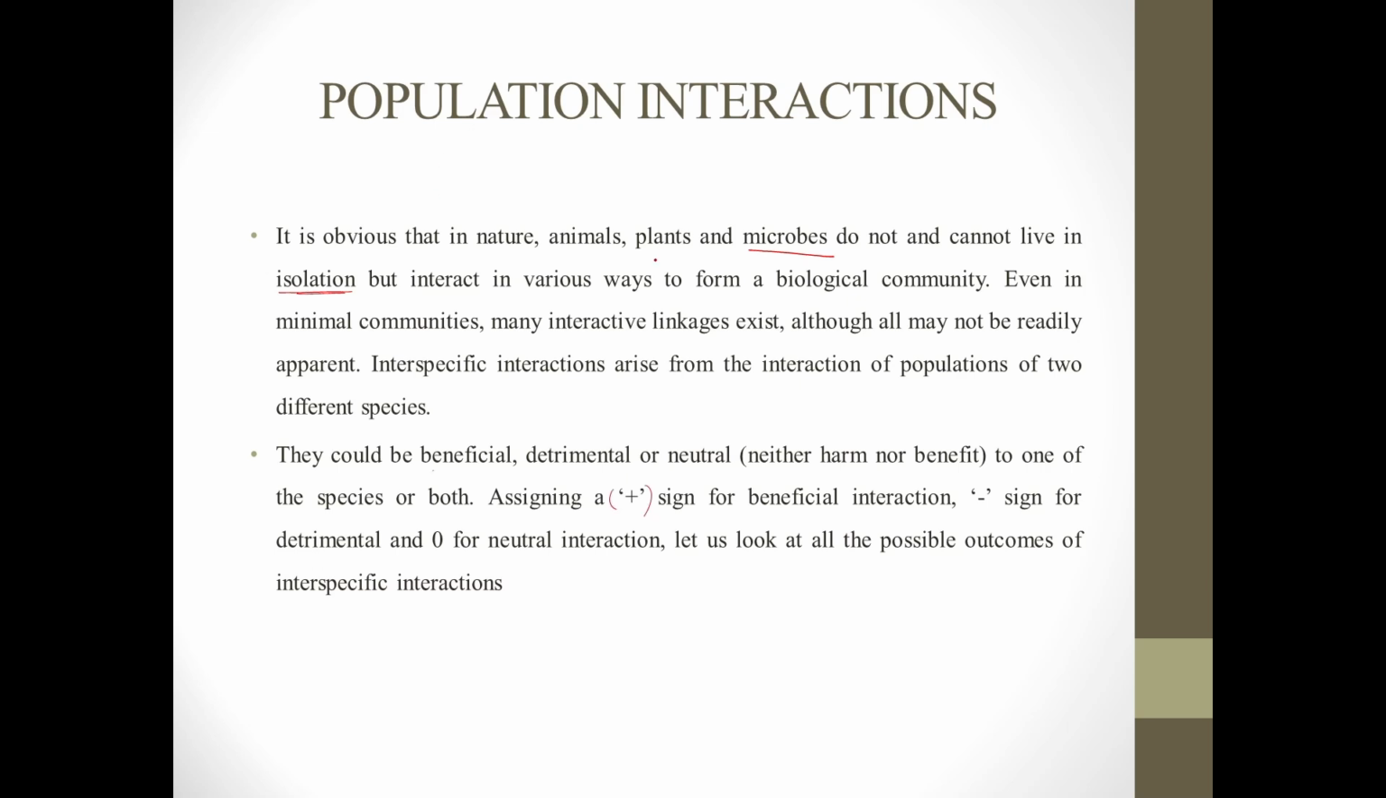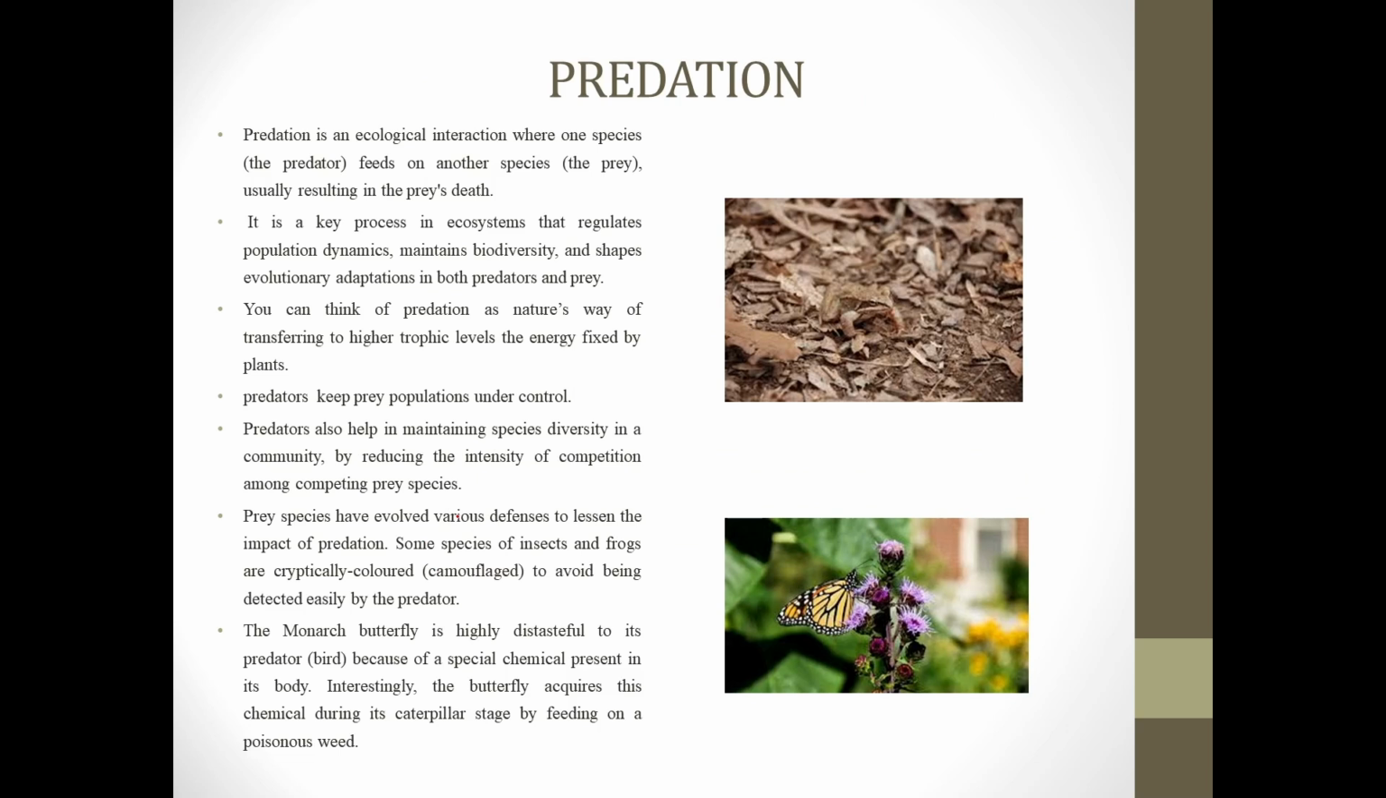They could be beneficial, which is assigned by a plus sign, whereas it could also be detrimental, which is assigned by a negative sign. And in case of neutral interaction we denote it with a 0. Now let's look at the possible outcomes of the interspecific interactions, where different species are interacting with each other. Now the first one is predation. Predation by word is basically where one species feeds on the other.